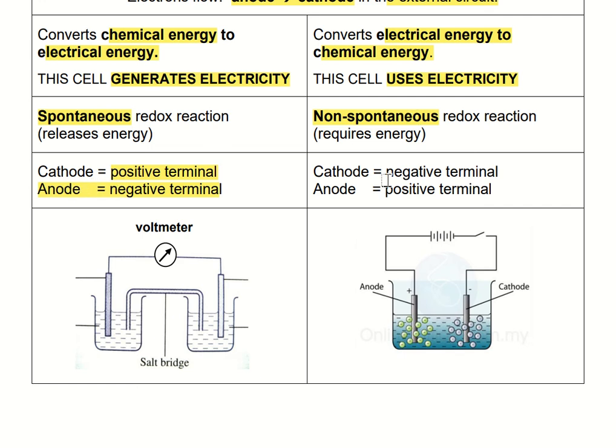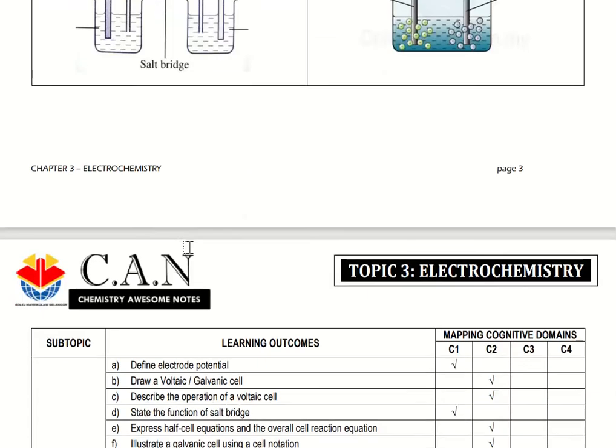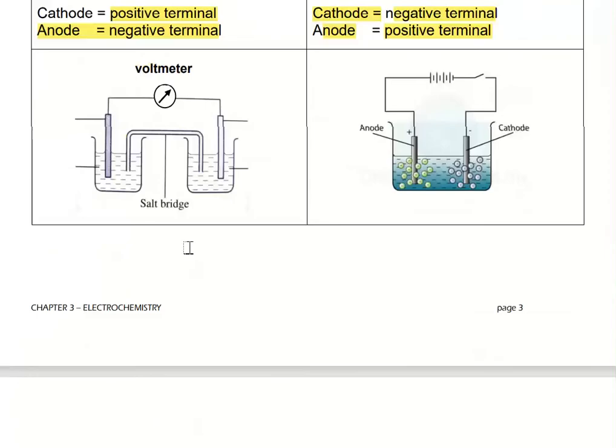Okay, for an electrolytic cell, the cathode will be the negative terminal, while the anode will become the positive terminal. Okay, so now I'm going further for this one.